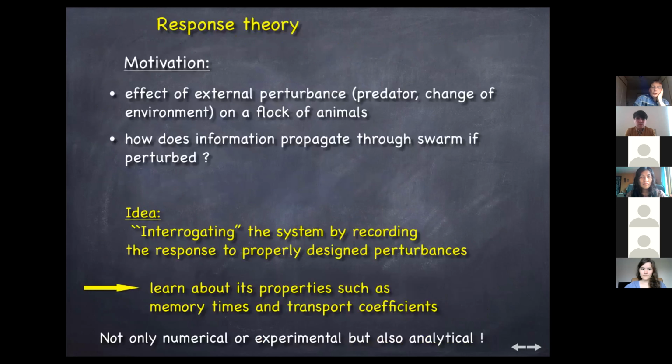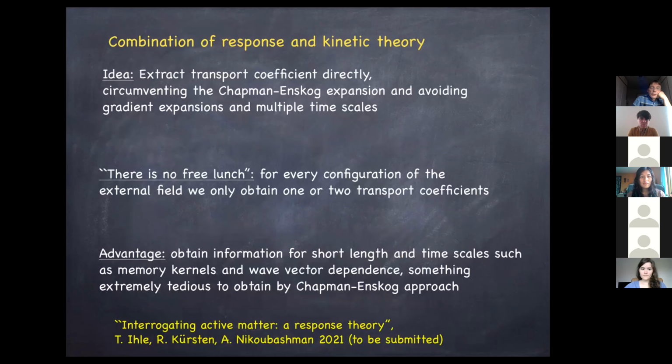And yeah, now we come to this response theory. The idea was to interrogate a system by recording the response to some properly designed external perturbations. Normally, the motivation was, okay, what is the effect of a predator on a flock of birds, or how does the system change if the environment suddenly changes in time, and how does information propagate through a swarm of these animals, of these objects. But here we just take this idea and use it as a mathematical tool to derive transport coefficients. So what we do is a combination of response theory and kinetic theory. And in this way, we circumvent the Chapman-Enskog expansion.